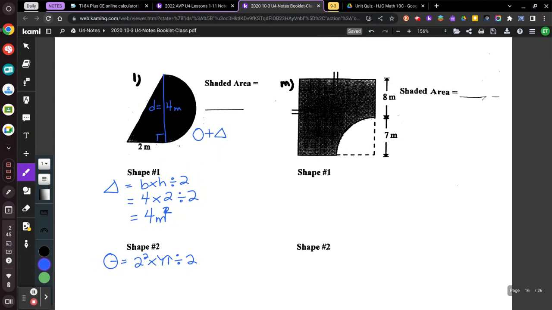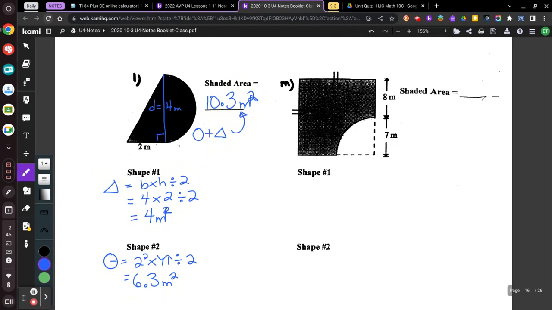That's going to give us 6.3 meters squared. Now our total means add them together. That's going to give me 10.3 meters squared. And that's going to be them added together. Okay, 10.3 meters squared.